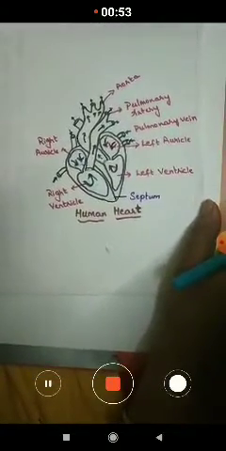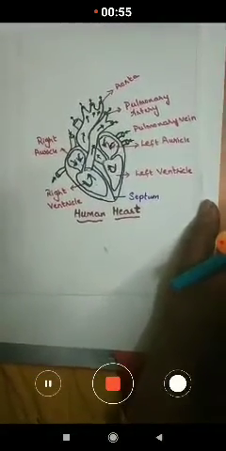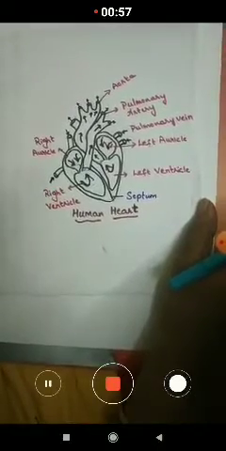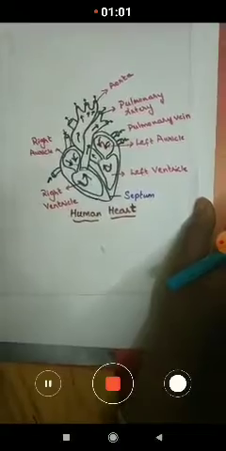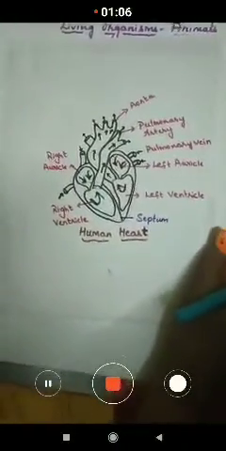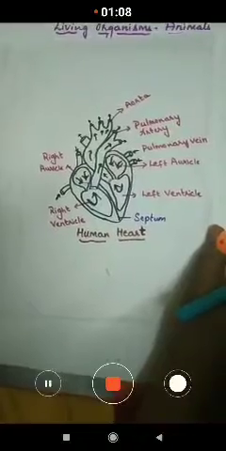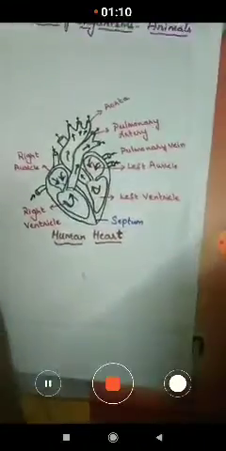So when we take up the structure of the heart, children, the heart is present in the chest cavity between the two lungs, and it is protected by cardiac muscles. And the size of the heart is the size of one's fist, our own fist. When we hold it, okay, this is one fist. So the size of my heart is my own fist.